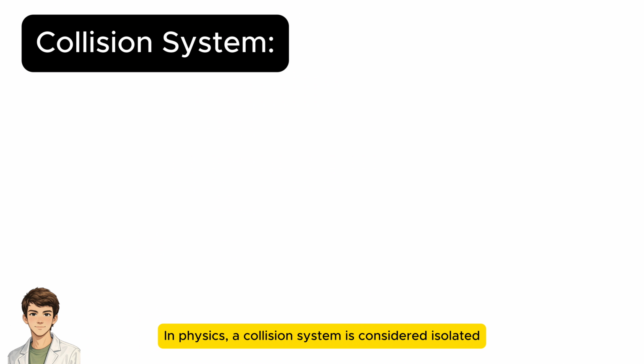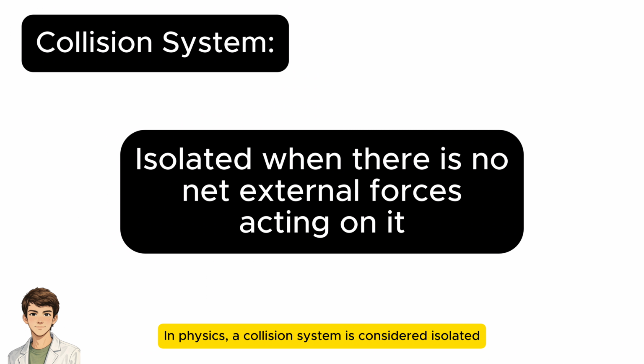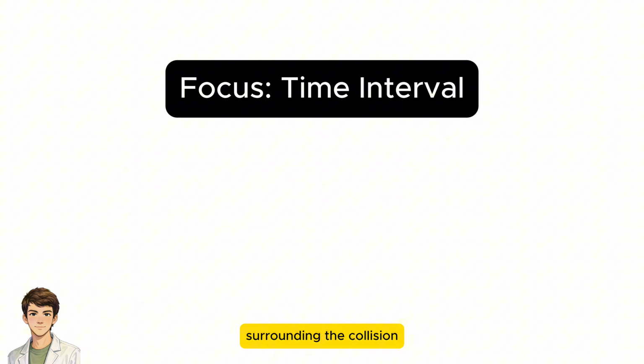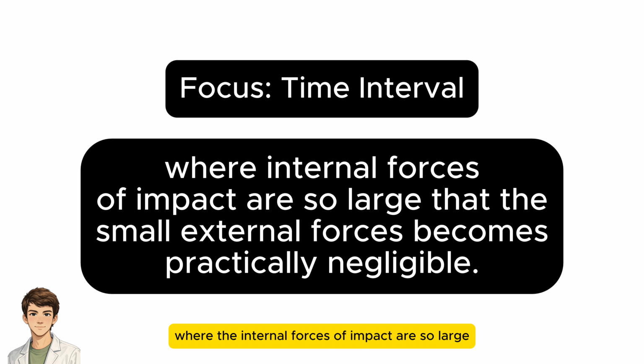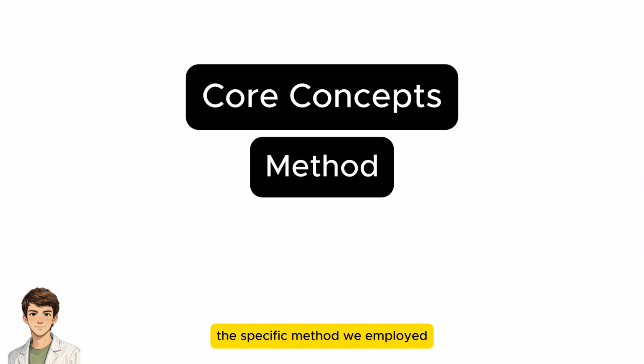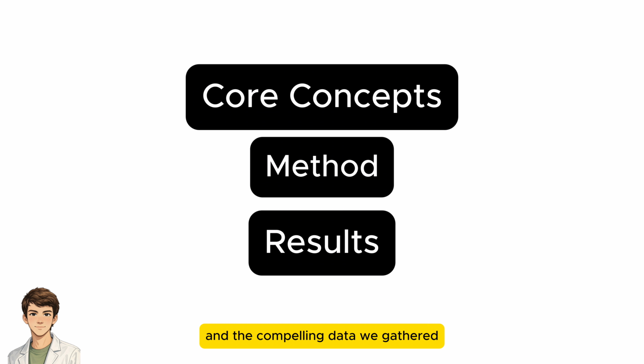In physics, a collision system is considered isolated when there are no net external forces acting upon it. While our track isn't perfectly friction-free, we focused our analysis on the very brief time interval surrounding the collision, where the internal forces of impact are so large that the small external forces like friction and air resistance become practically negligible. Now let's proceed to the core concepts, the specific method we employed, and the compelling data we gathered.